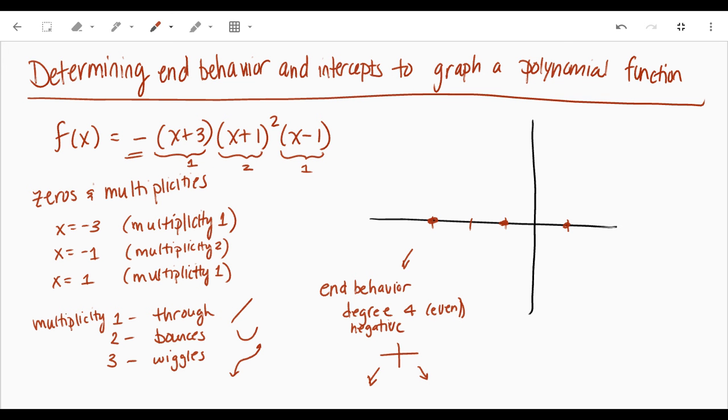So we're going to go through it at -3. And it's your 0 of multiplicity 1, which means we're going to go straight through. And then at -1, the multiplicity is 2, so we know we're going to bounce.